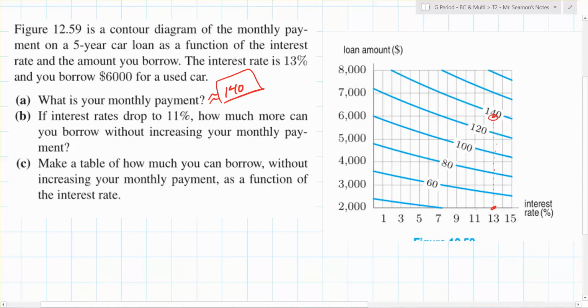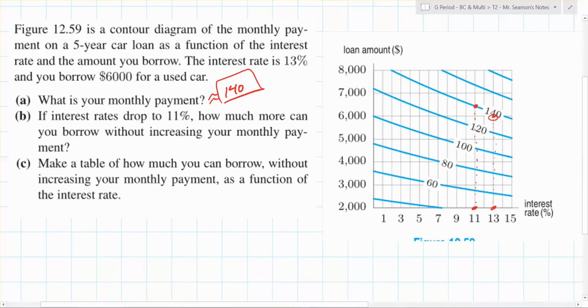So it says if interest rates were at 11% right there, how much more can you borrow without increasing your monthly payment? So if you're at 140 now, if you're keeping that the same, you need to stay at what? You need to stay at 140. The monthly payment is 140. They're saying you're staying at the same monthly payment, so you need to stay on the same contour line.